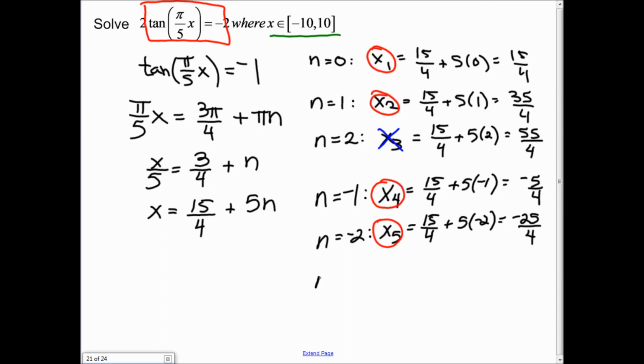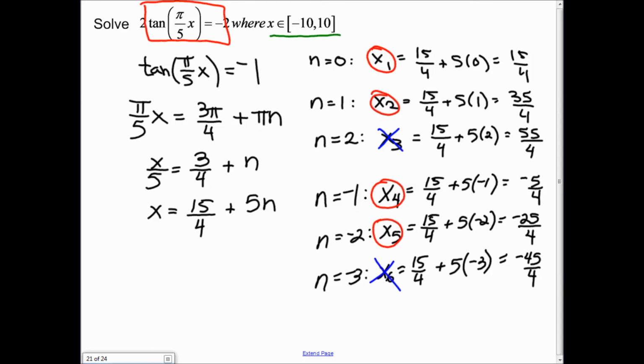And now we can go take a look at another value. N is equal to negative 3. That puts us at 15 over 4 plus 5 times negative 3. And that is equal to 15 over 4 minus 60 over 4, which is negative 45 over 4. And this falls outside of the range of negative 10 to 10. And so this value is not acceptable.